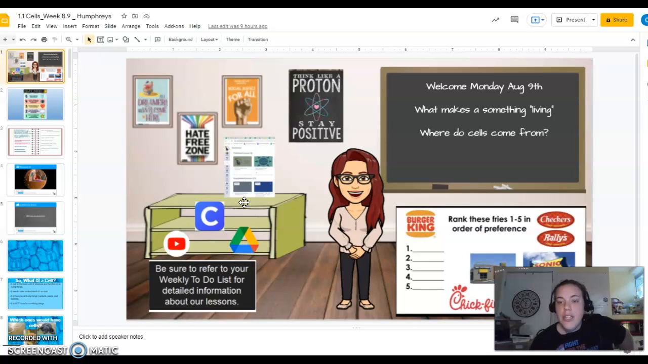So on Monday we learned about what cells are and how many different categories we have, depending on how many cells you have. Our warm up for the day was rate these fries. We all agree Chick-fil-A is the best, with Checkers coming in a close second.